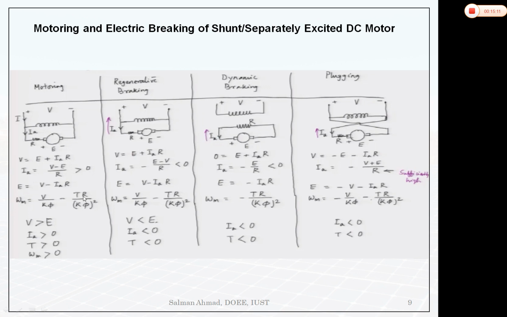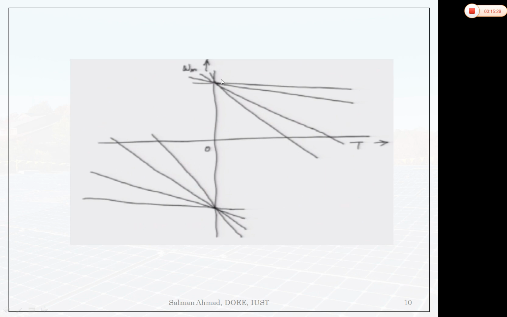If we change the R value, that means the slope is getting changed. If we are inserting more resistance, the slope will become more negative. But the no load speed we are getting is the same because we are keeping phi and V constant. So this is the part we have drawn.